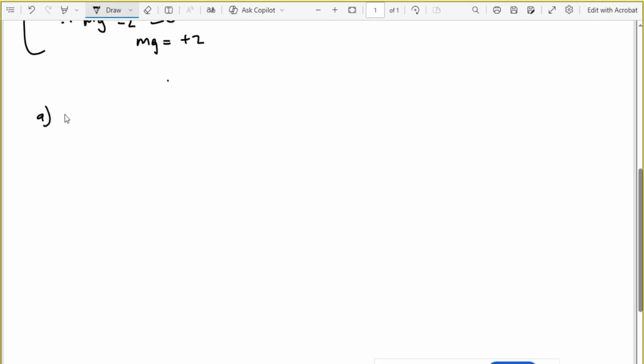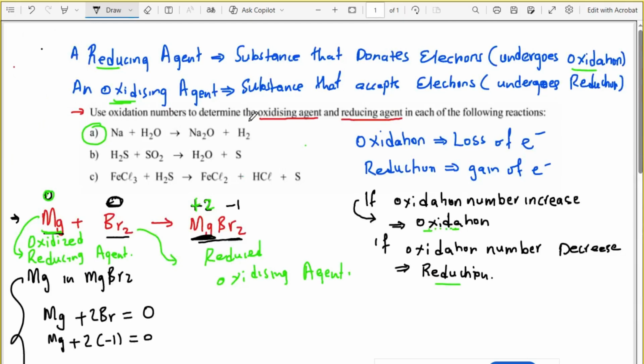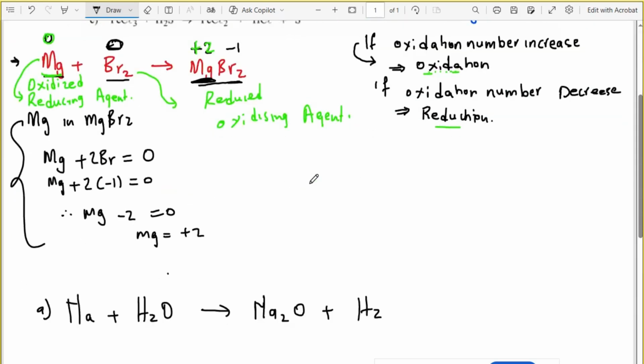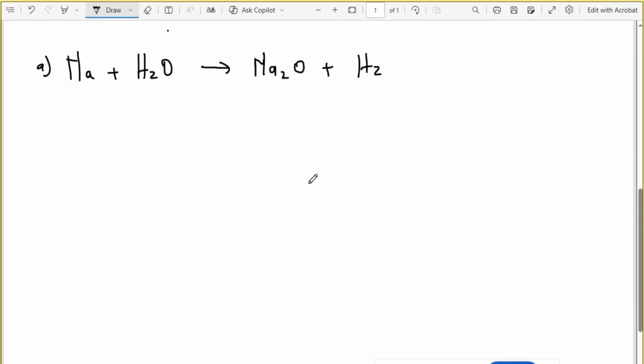Okay. So the first one, we have the sodium that reacts with H2O, and then this forms Na2O plus H2. I did not change anything. This is what is given. You can see that, ne? Okay, so let's first start with the reactants.